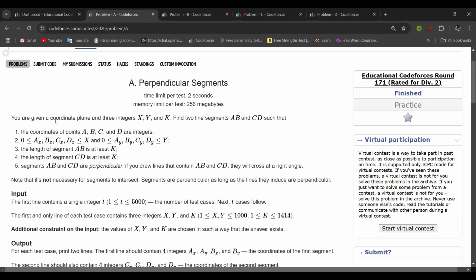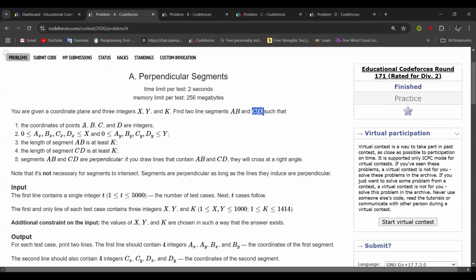So in the first problem, you are given a coordinate plane and three integers x, y, and k. Find two line segments AB and CD such that the coordinates of points A, B, C, and D are integers, the x coordinate lies in the range from 0 to x, and the y coordinate lies in the range from 0 to y. The length of segment AB is at least k, the length of segment CD is at least k. The segments AB and CD are perpendicular.